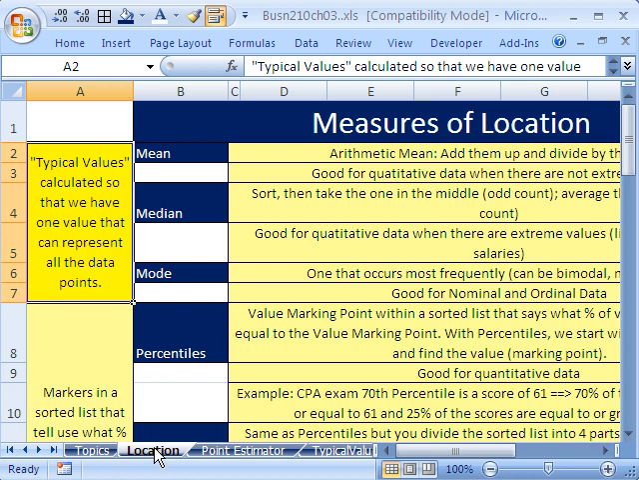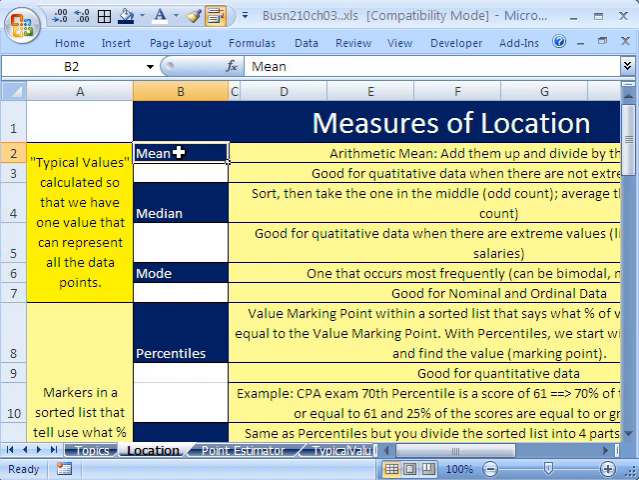What is location? The first measure for location is mean, median, and mode. What are these things? They're typical values, or what we in regular English call average. Now, Excel actually uses the word average, but that means mean. You add up all the values and divide by the count.